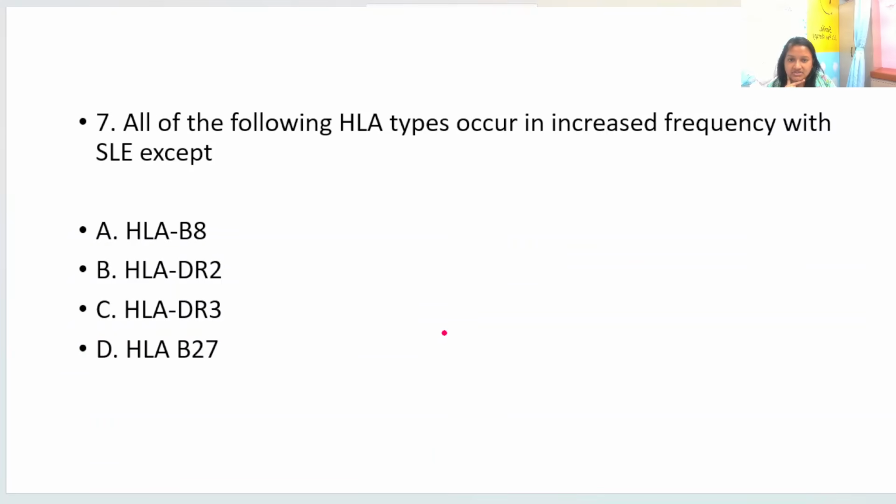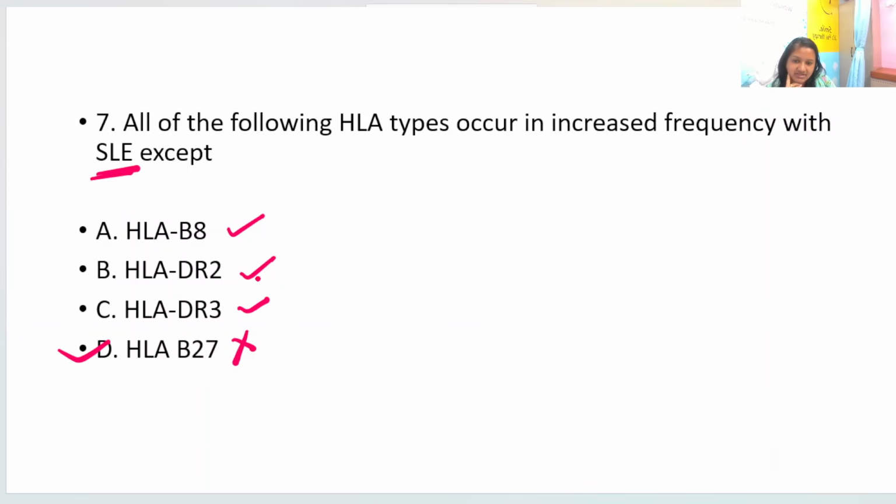All of the following HLA types occur in increased frequency with SLE except. So your options are HLA B8, DR2, DR3 and B27. Now remember that SLE is associated with, it has three letters, right? SLE. So remember that the three most common HLA types associated with SLE are HLA B8, DR2 and DR3. HLA B27 is not associated with SLE.